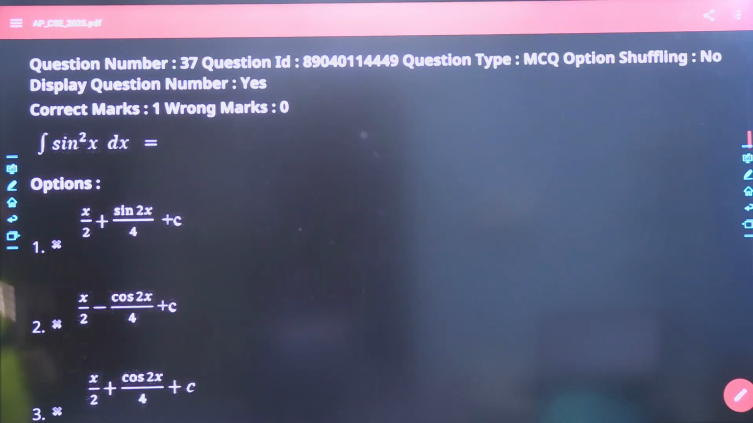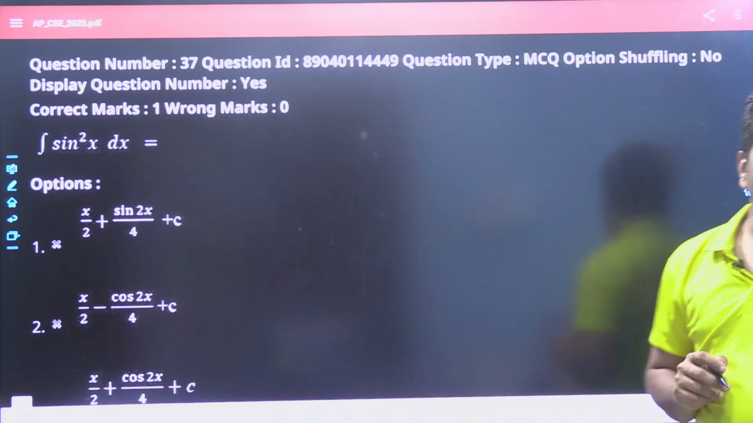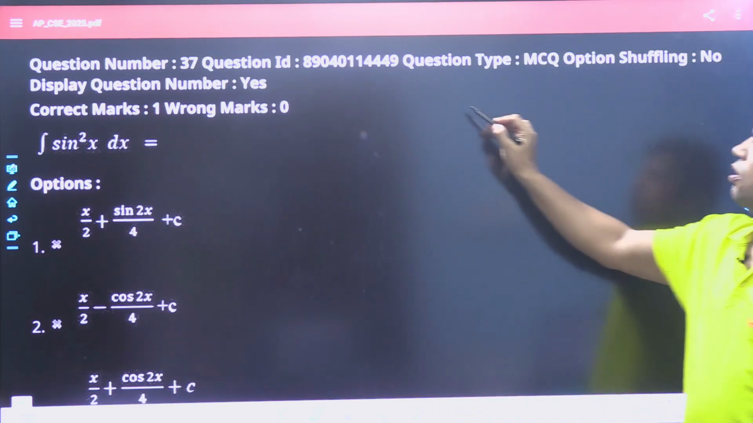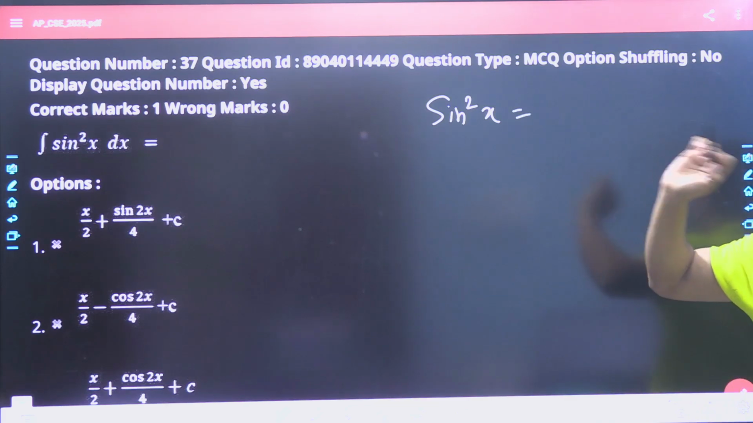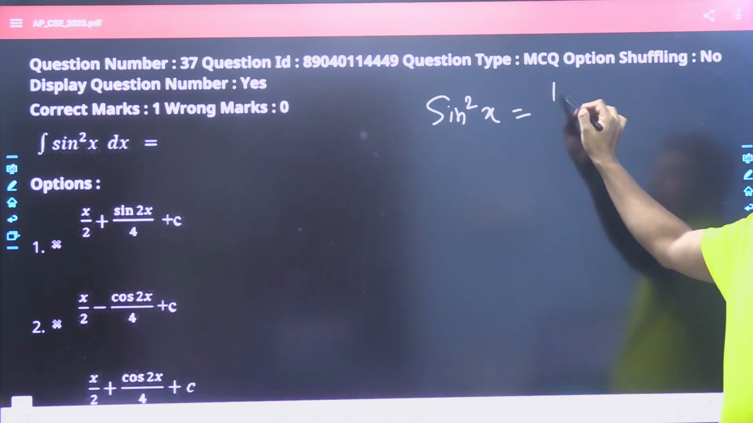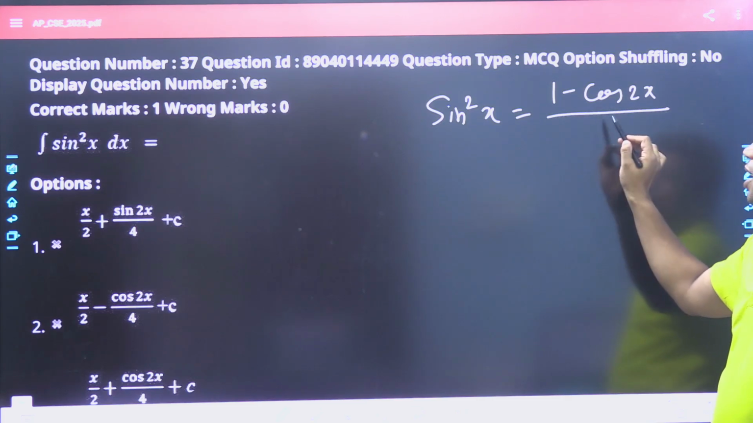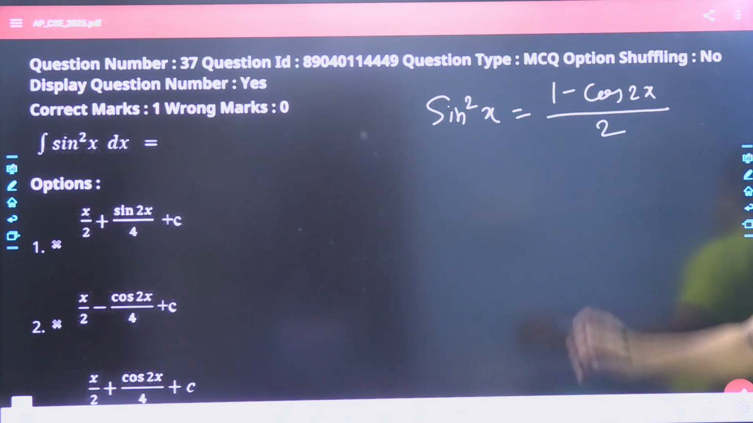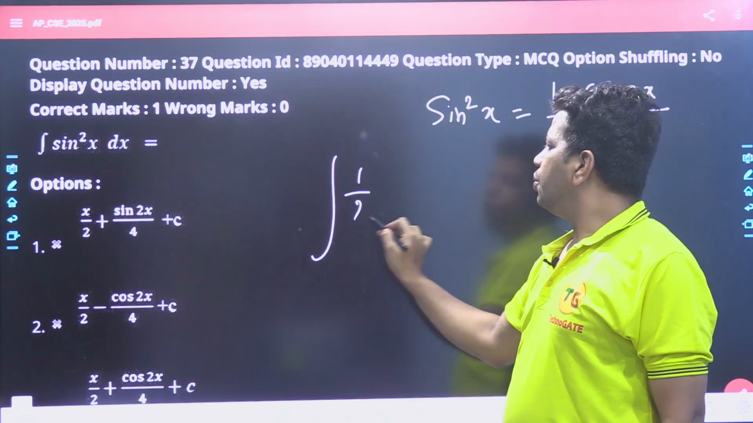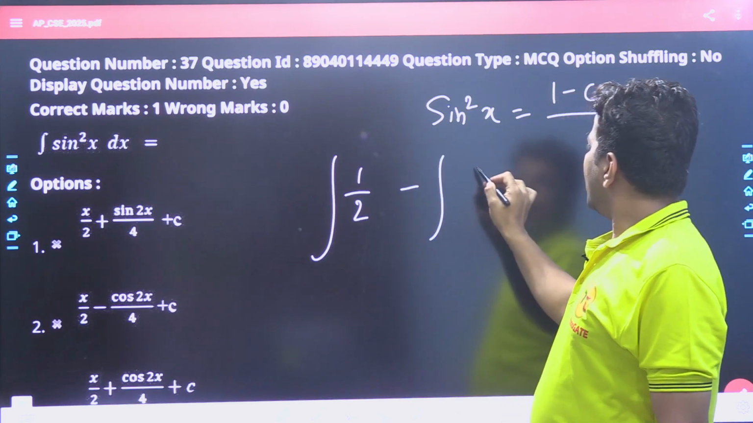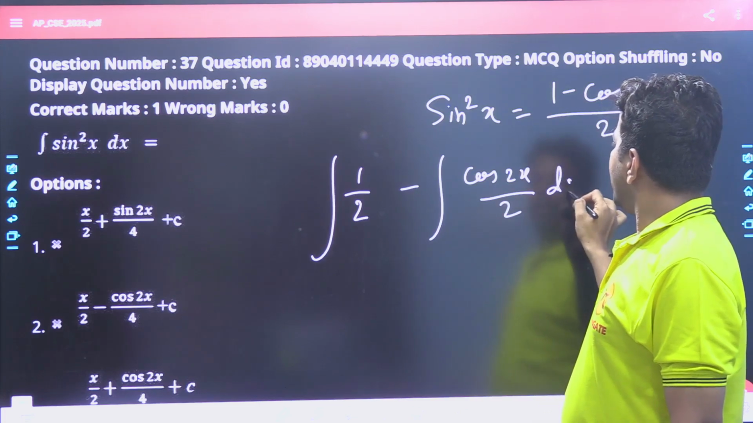Now see, we need to take the integration of sine square x dx. So what would be the integration? First of all, just recall the trigonometry identity, sine square theta. What we can say is sine square theta is 1 minus cos 2 theta by 2. Just put that value here. So it's the integral of 1 by 2 minus cos 2x by 2 dx.